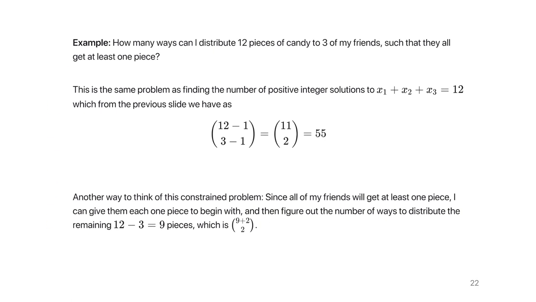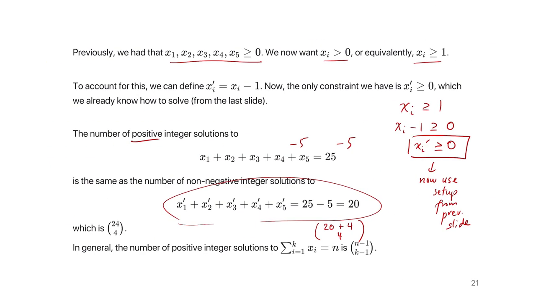Another way we can think of this: suppose the new problem is, how many ways can I distribute 12 pieces of candy to 3 of my friends, such that they all get one piece? Knowing that they all get one piece, I can just give them their one piece of candy in the beginning, and so now I just have 9 pieces of candy left to distribute. And it's okay if some of them get 0, because I already gave them their 1 in the beginning. That's the exact same thing we're doing over here. We subtract 1, because we're already assuming they all get 1 in the beginning.